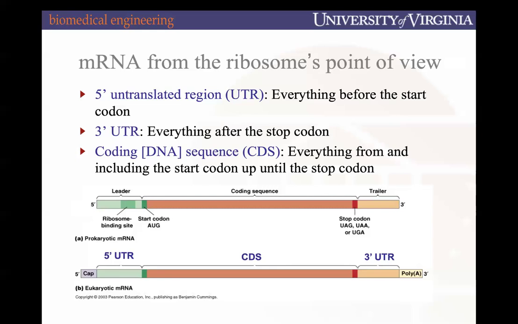Typically, in the eukaryotic mRNA, that's going to encode for one specific gene and one specific polypeptide. Last class, you guys talked about polycistronic genes and how there's going to be multiple genes encoded within this coding sequence here.